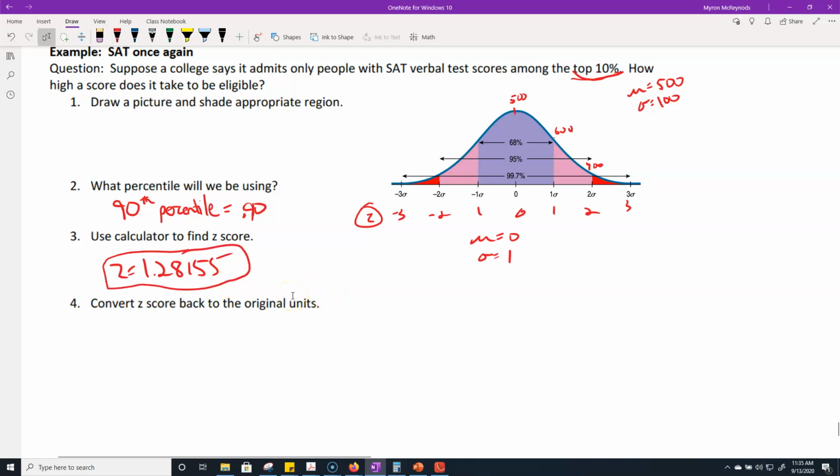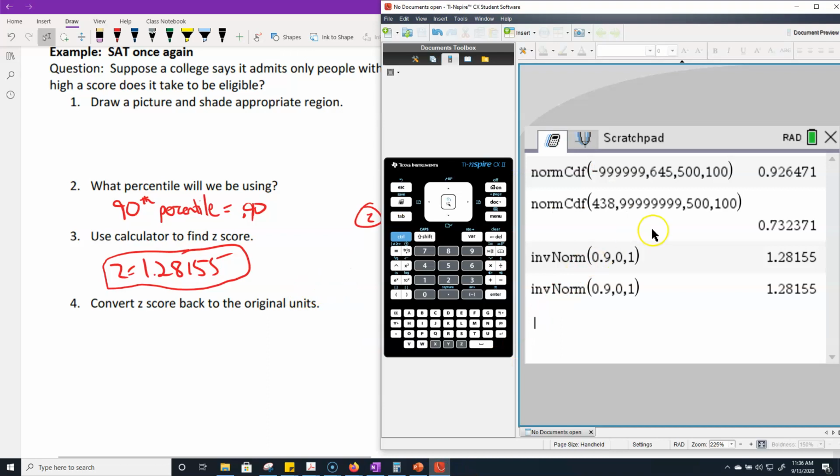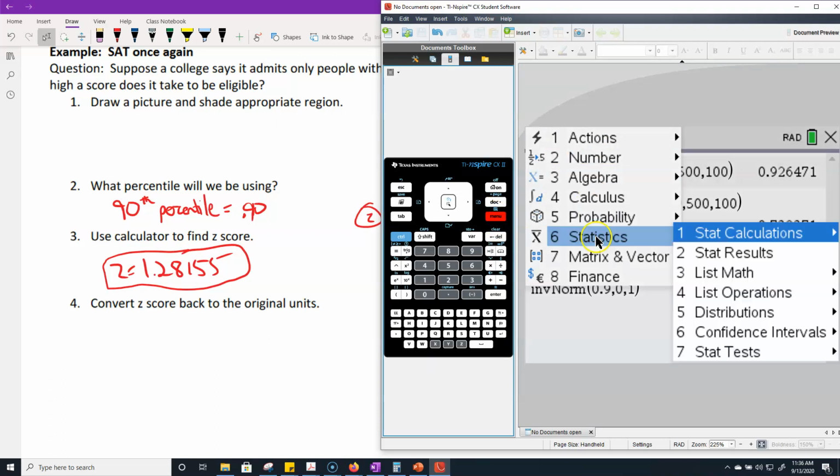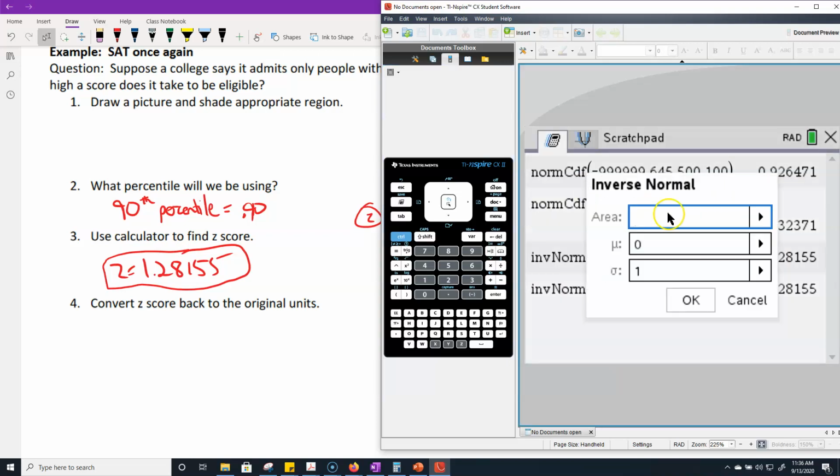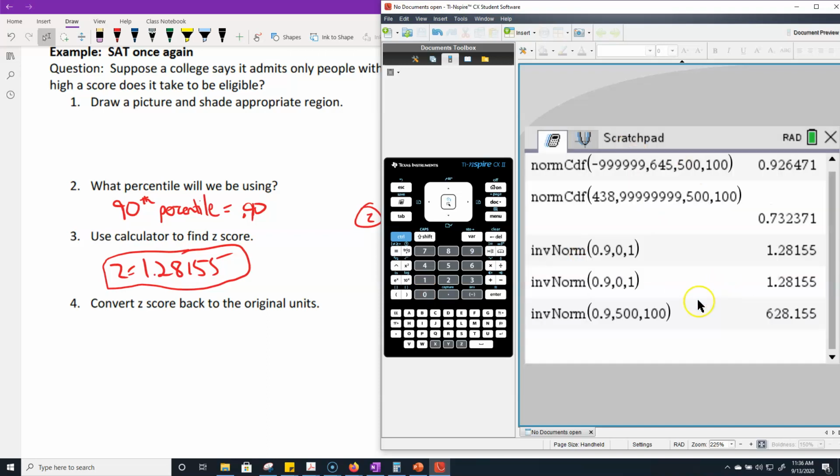Now, to convert the z-score back to regular units, there's a couple of ways I can do that. I'm going to do it in the calculator here, because you'll have a calculator on the test, or you'll have StatCrunch. I'm going to go menu, stats again, distributions, and inverse normal again, except this time I'm not doing it in terms of z, I'm doing it in terms of the actual score. The 500 is the average, and the standard deviation is 100. And we are at the 90th percentile. And I get 628.155.